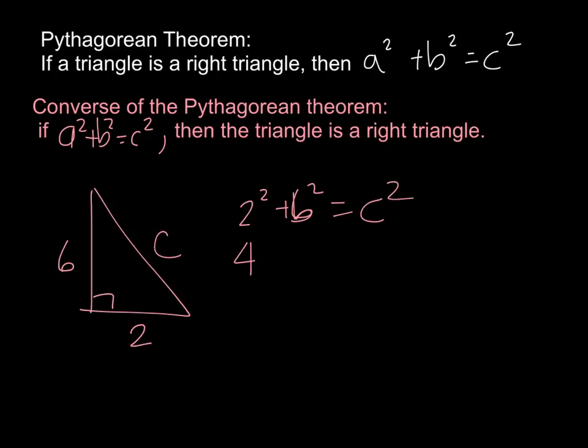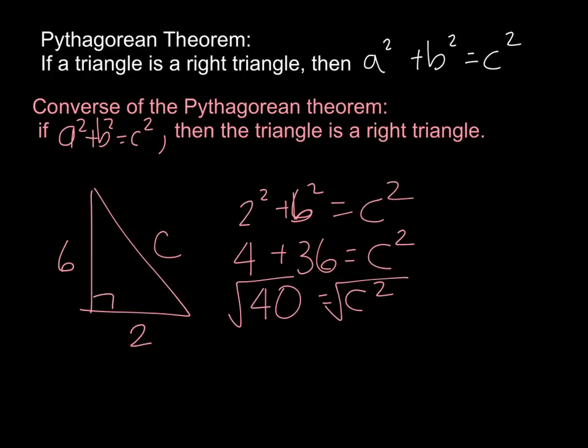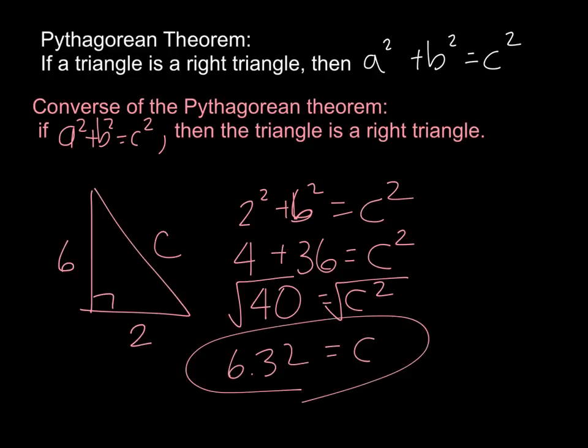Okay, so we have 4 plus 36 equals c squared. And then 36 plus 4 is 40 equals c squared. We square root both sides, and we get a decimal. We get that c equals 6.32. That is the Pythagorean theorem.